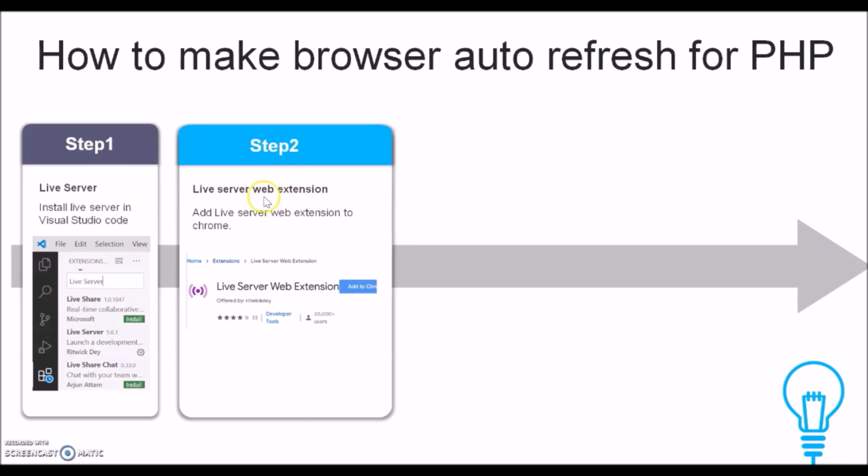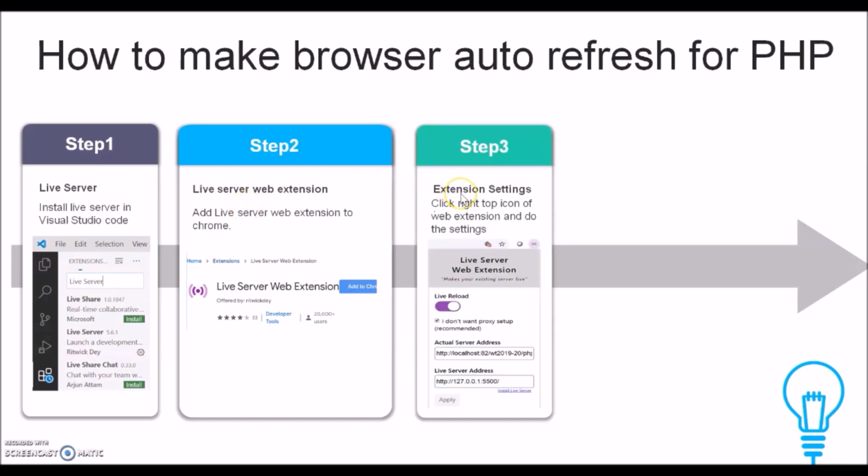Now how do we make these two synchronize? For that, the third step is to make some settings in the Chrome browser, and the settings are for live server. So in Chrome, you have to click on this icon. After clicking on this icon, you will get this window, live server web extension. You have to make some settings. Firstly, you have to enable live reload. Then you have to check I don't want to set proxy, and you have to set two URLs: actual server address and live server address. This live server address is the address of the live server where it is running.